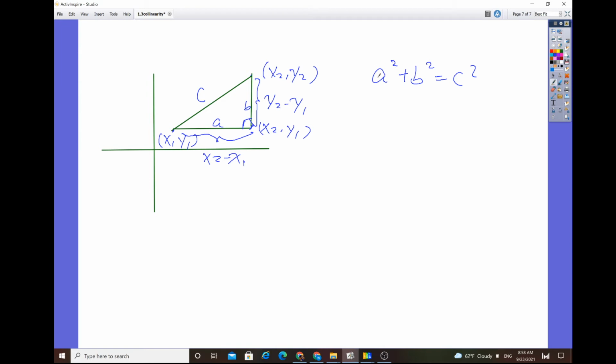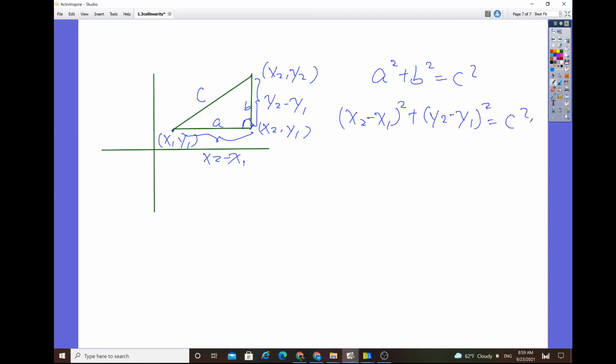One thing that we notice, a is the same thing as x2 minus x1. The exponent, we just want to carry that along. For b, instead of using b now, we're using the replacement, y2 minus y1. Again, the exponent, just carry that over. And then c squared, that's what we're looking for.